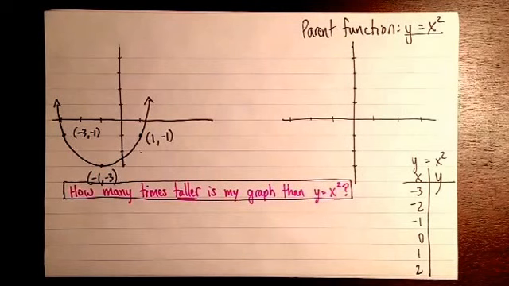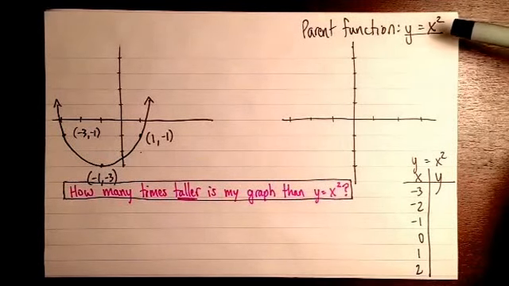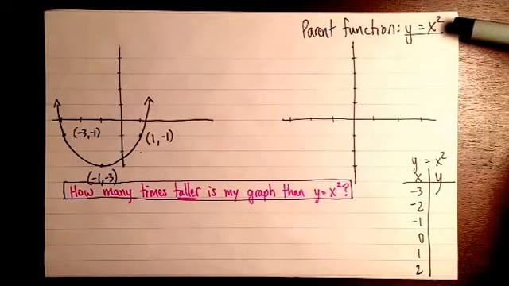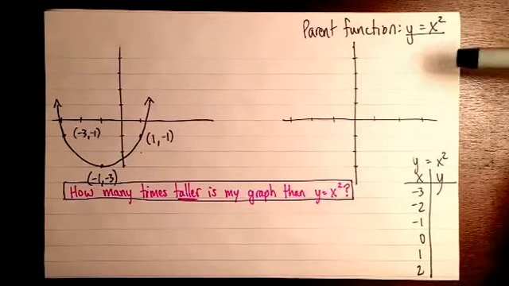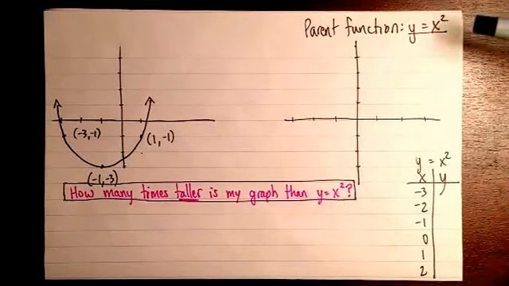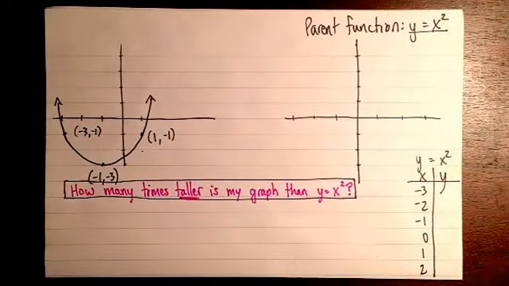So it tells us numerically how many times taller the graph is compared to y equals x squared. Y equals x squared is in some ways the simplest parabola we can have. We can calculate the numbers really easily, and then we can use it to compare.